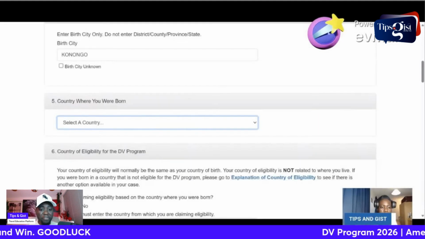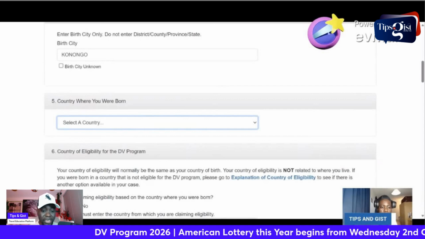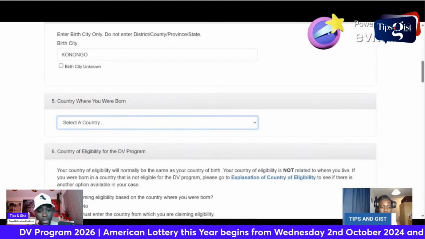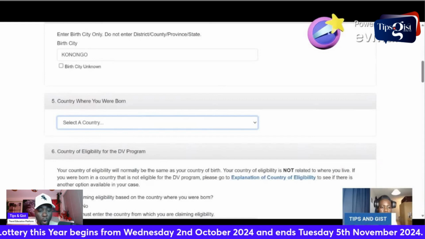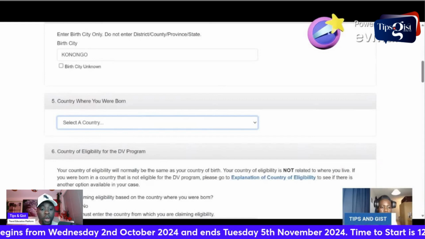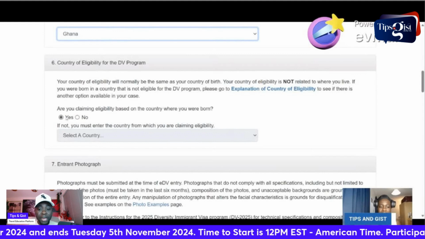Now, question number 5, country where you were born. This is very simple. So if you were born in Konongo, automatically you're going to select Ghana over there. So place of birth or the city of birth corresponds to the country where you were born. So you just enter the country.